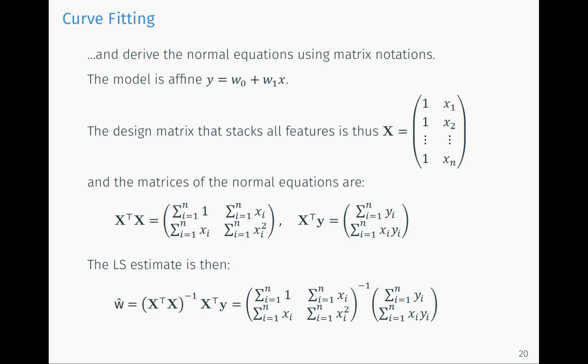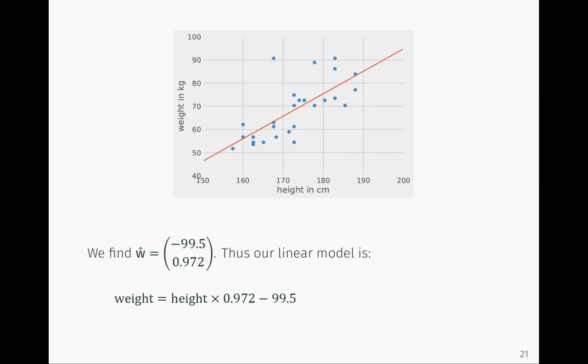Okay. So in this case, when you run the inverse, this is what we get. We get an estimate for the parameters, so for the two coefficients, and then we can plug them in. In our case, the bias or the offset is minus 99.5, and the coefficient for the height is 0.97. Okay, and that's our estimate for the model.